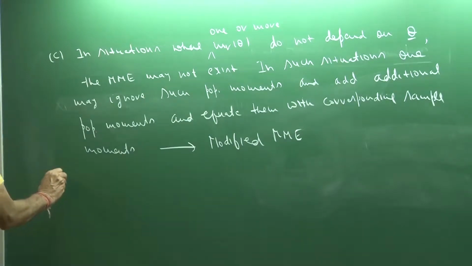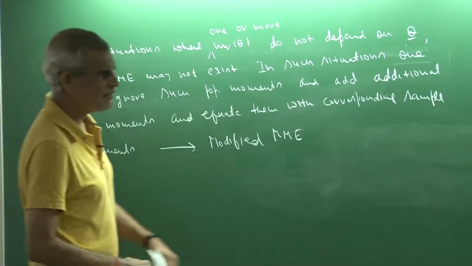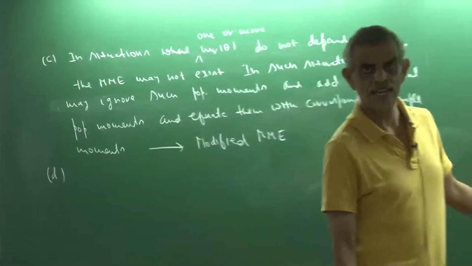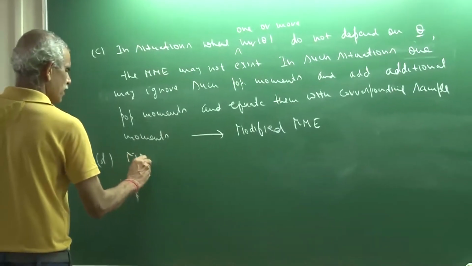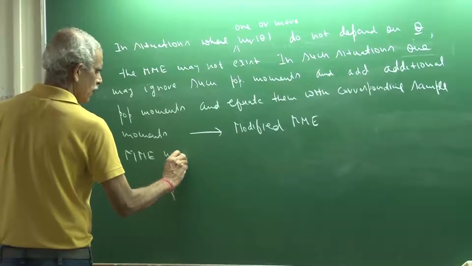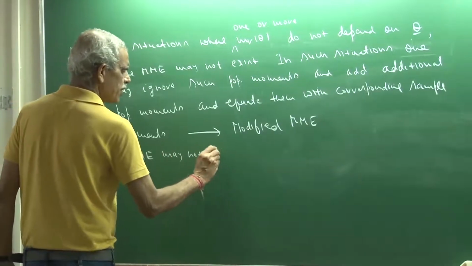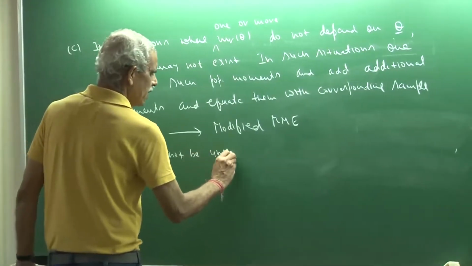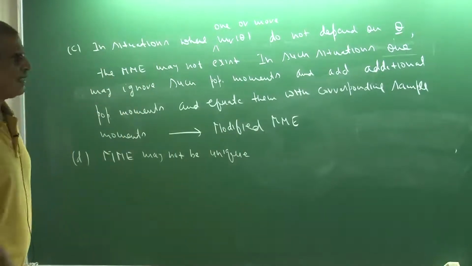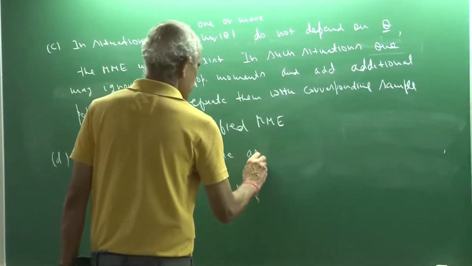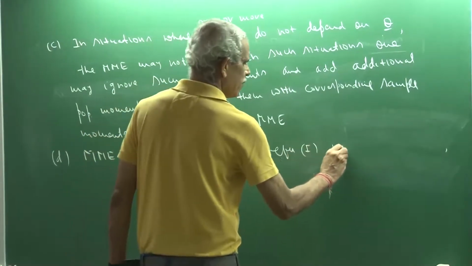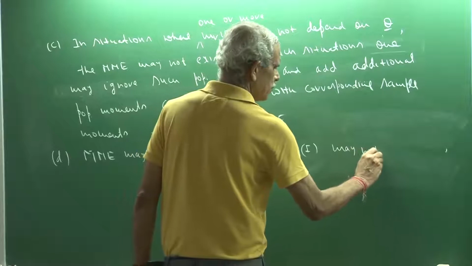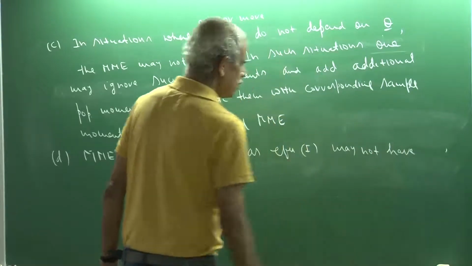Now, another point is, even if this equation has a solution, it may have more than one solution. So MME may not be unique. These properties you might have studied in your last course, as equation 1 may not have a unique solution.